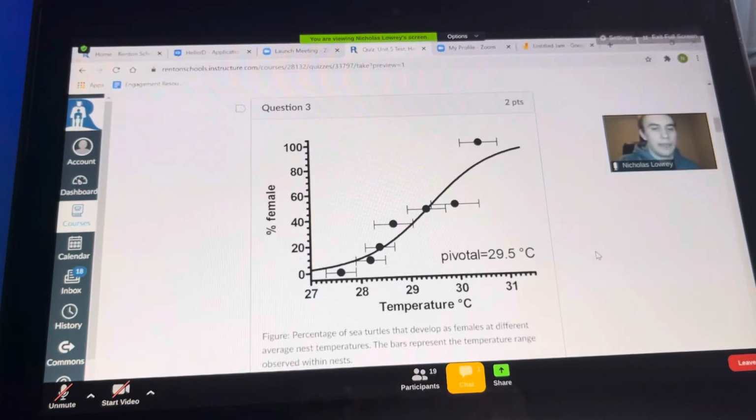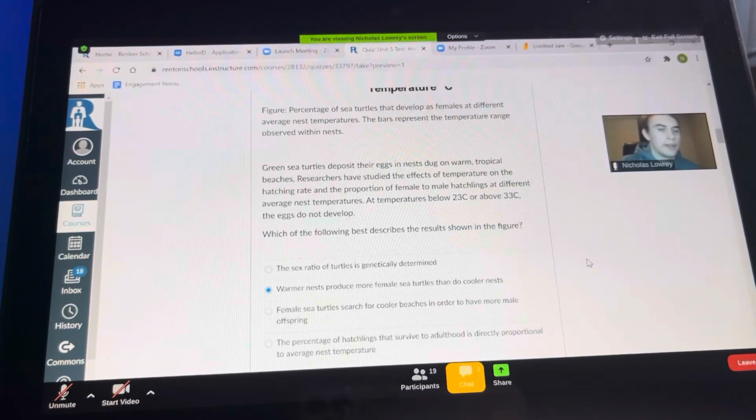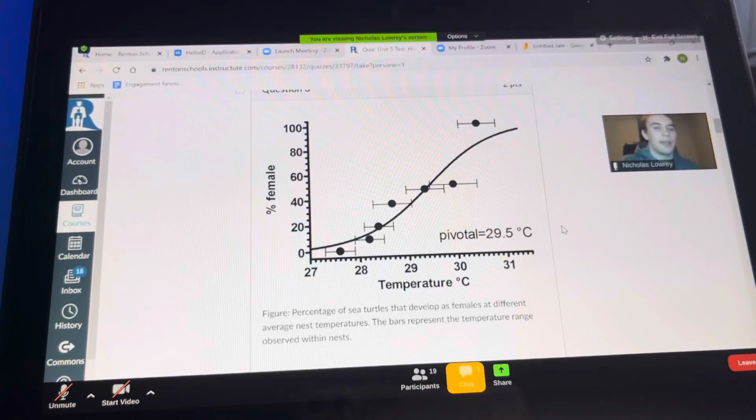Question 3 is about sea turtles. This one is actually just about interpreting a graph. And it's something that we'll probably be doing a little bit more as we go on because it is an important skill. And so this is basically saying that we're measuring how the temperature affects the percent of females in the turtle population. And so the answer here is going to be what describes the results is that warmer nests are producing more female sea turtles than do cooler nests. So we can notice that as the temperature is increasing, so too is the percentage of females.